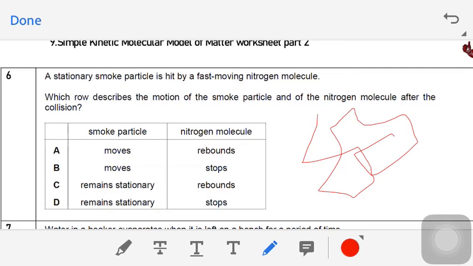Yes, in a classic day-to-day situation, there is the possibility of one of the objects involved in the collision coming to rest, but you need to be careful that this is a nitrogen molecule, a gas molecule. Have you ever heard of a gas molecule being at rest? No, right? So it's bound to collide and rebound. So the answer is A.